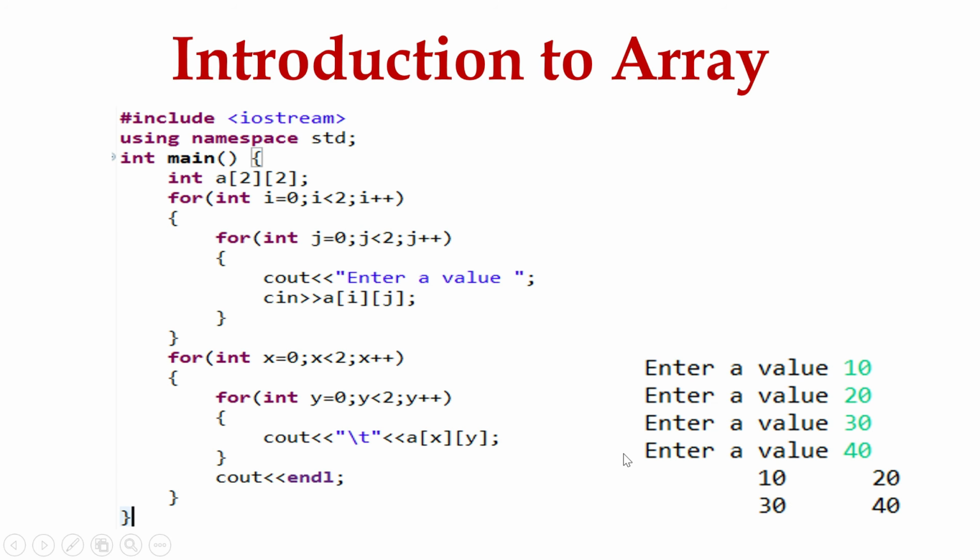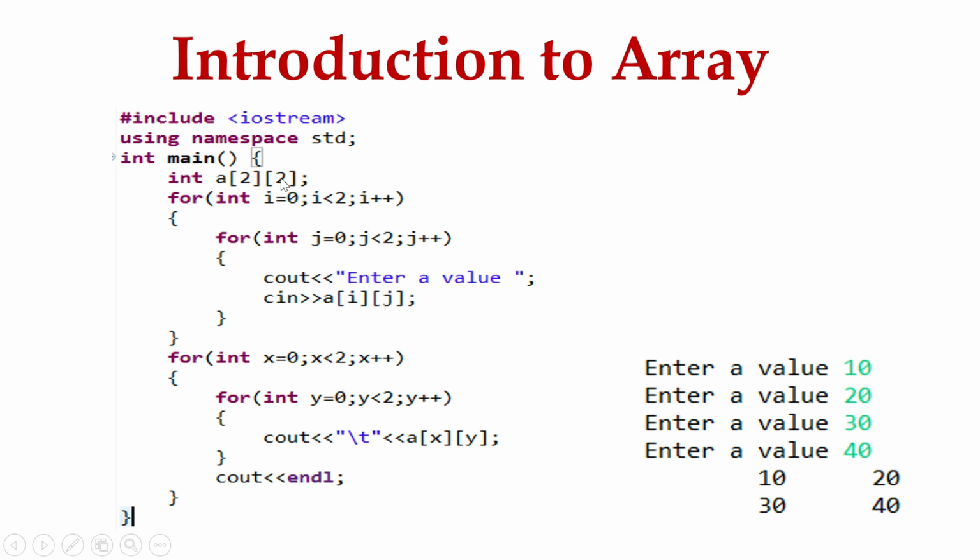Once again, I explain the program. So how many loops does it need? It's a two-dimensional array. It needs two loops. One is for rows, the other one is for columns. You can see how many times the row will execute and how many times the column will execute based on the size of the array. So integer i equal to 0, i less than 2.